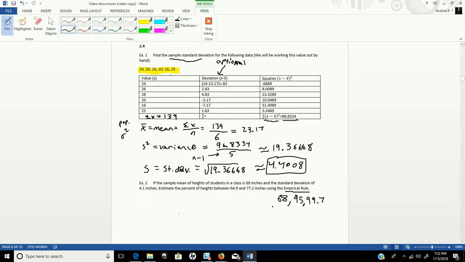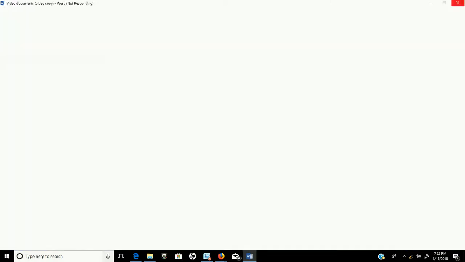The 68% means you're going out 1 standard deviation above and below the mean. So I'll put SD here for standard deviation. Because I don't have a whole lot of room here. 95 would be 2 standard deviations. 99.7, you would go out 3 standard deviations. Once again, above and below the mean. So we'll need that information in order to try and figure out the percentage between 64.9 and 77.2.